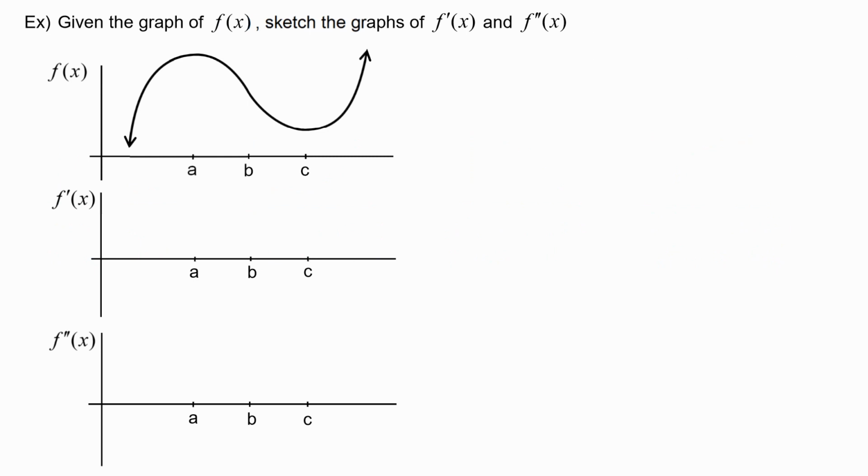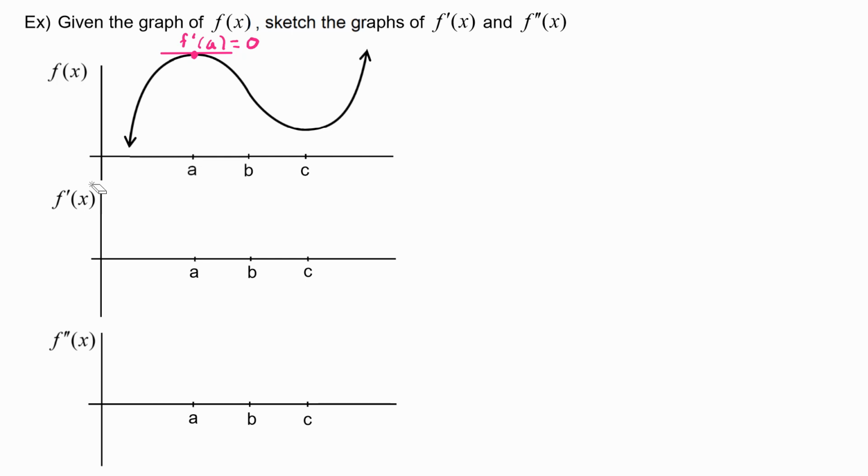In this example, given the graph of f of x, sketch the graphs of f prime of x and f double prime of x. So here we have this curve, which is f of x. Now there's a couple places on the graph where we know exactly what the derivative is, and that would be here at x equals a. We have a horizontal tangent line, so f prime of a is going to equal 0.